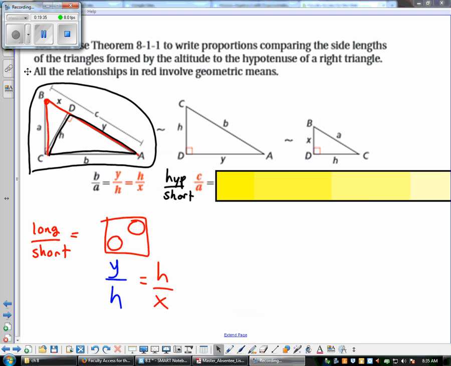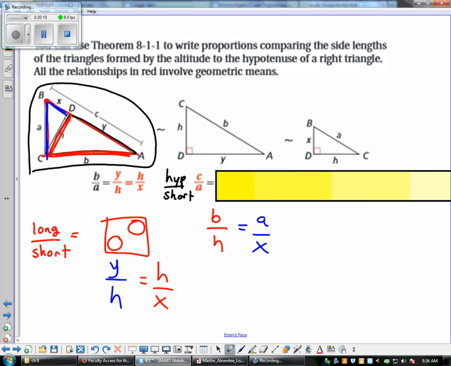Okay, so what did you get for the hypotenuse over the short leg in the medium triangle? Aaron? B over H. Do people agree? In the medium triangle, B is the hypotenuse and H is the short leg, so B over H. And then what about in the small triangle? What do you think, Colin? A over X. A is the hypotenuse and X is the short leg, so we're going to say equals A over X.